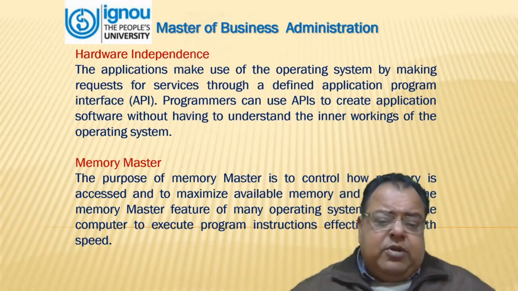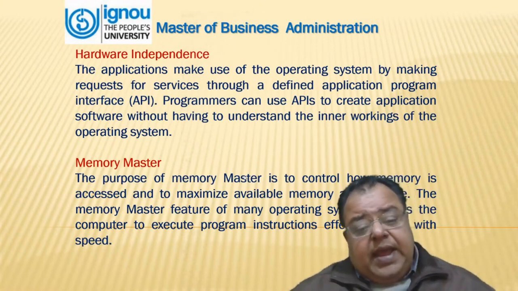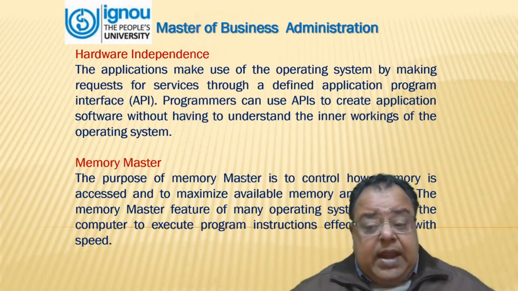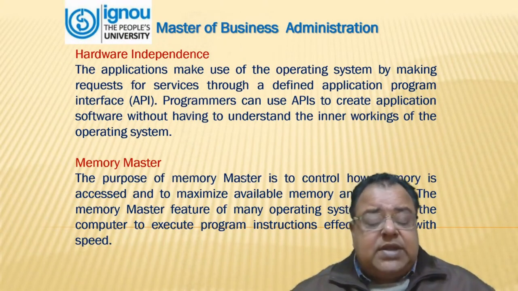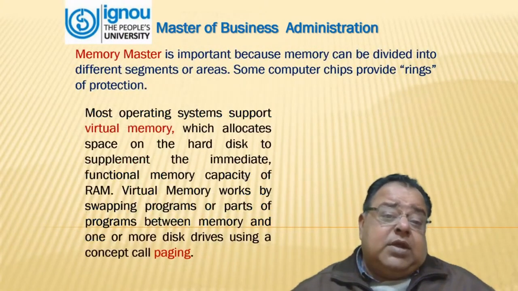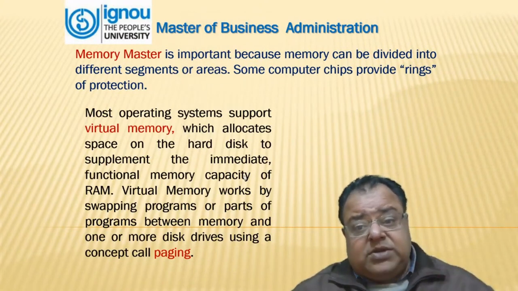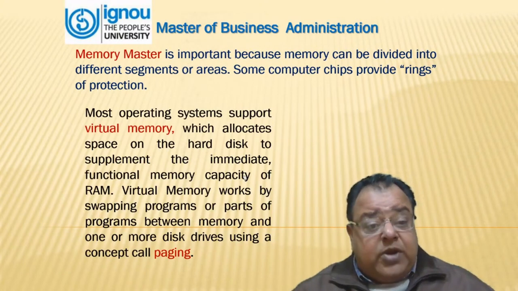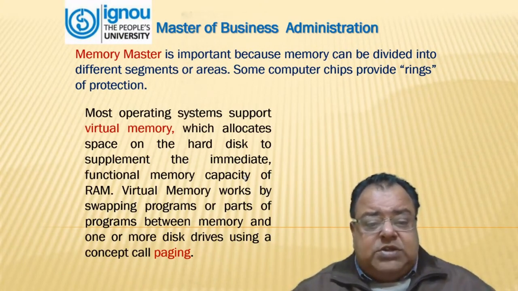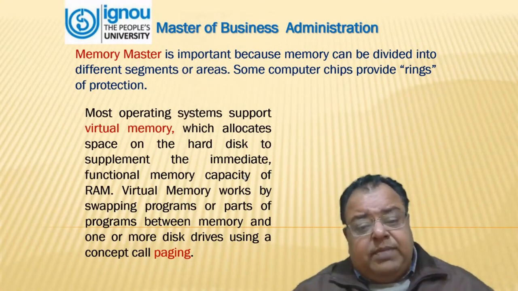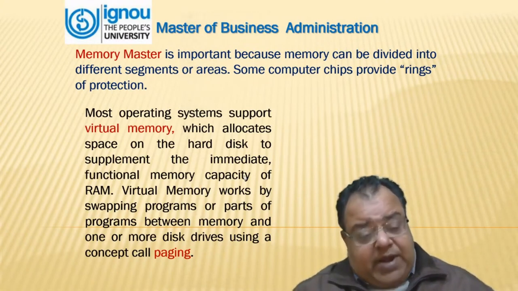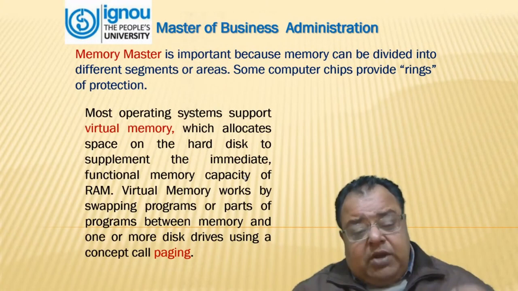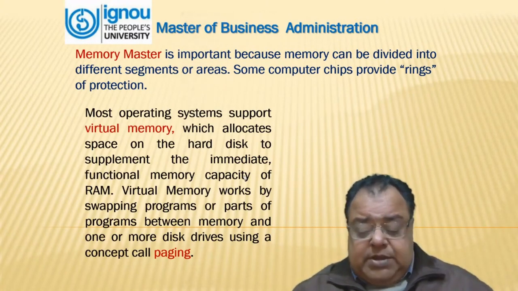Memory management. The purpose of memory management is to control how memory is accessed and to maximize available memory and storage. The memory management features of many operating systems allow the computer to execute program instructions effectively and with speed. Memory management is important because memory can be divided into different segments or areas. Some computer chips provide rings of protection. Most operating systems support virtual memory, which allocates space on the hard disk to supplement the immediate functional memory capacity of RAM. Virtual memory works by swapping programs or parts of programs between the memory and one or more disk drives using a concept called paging.